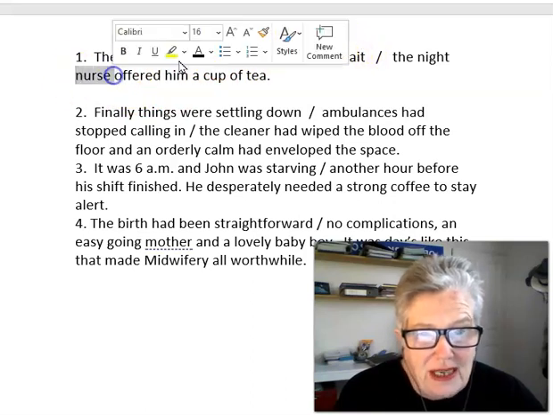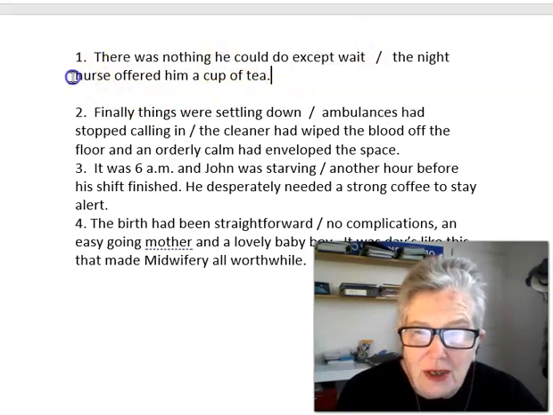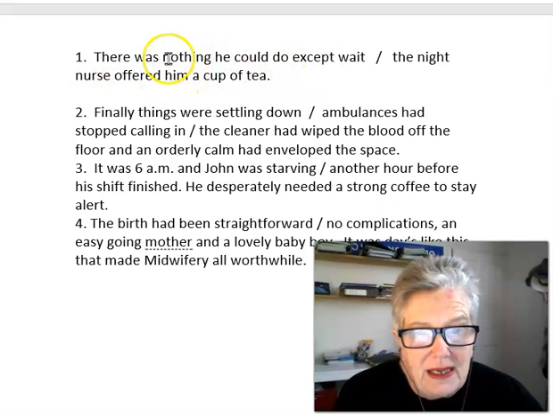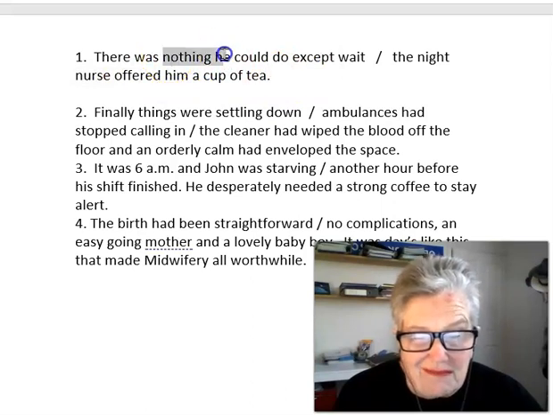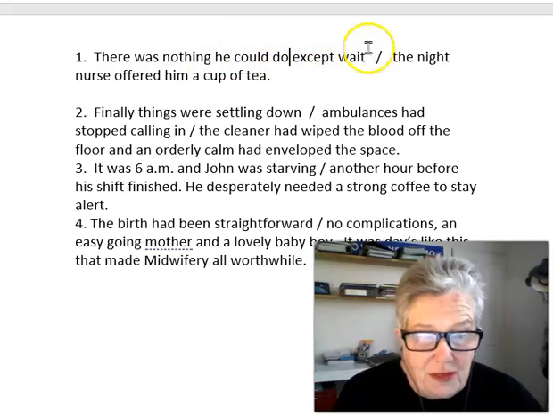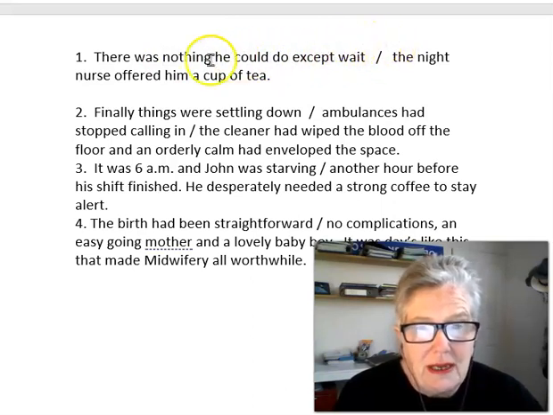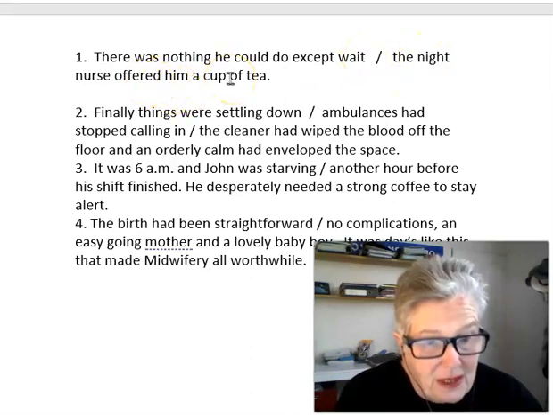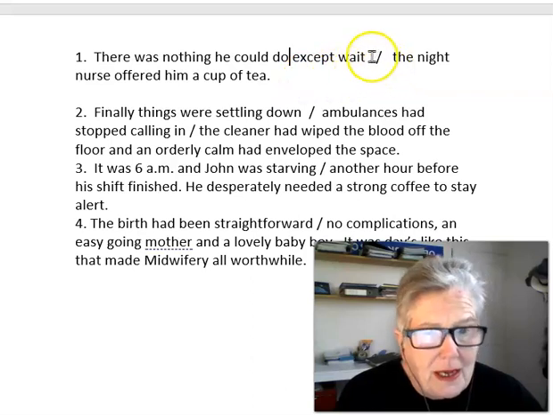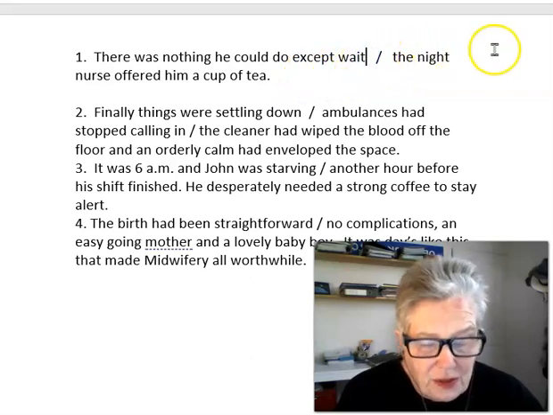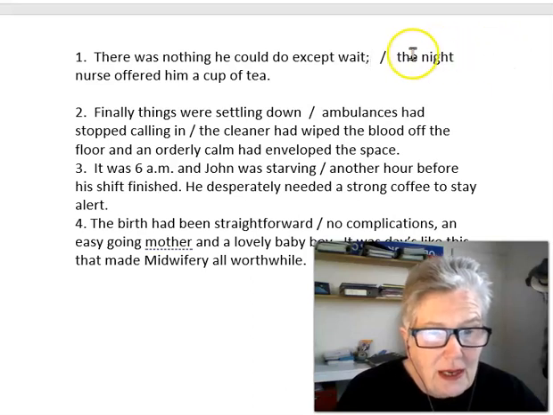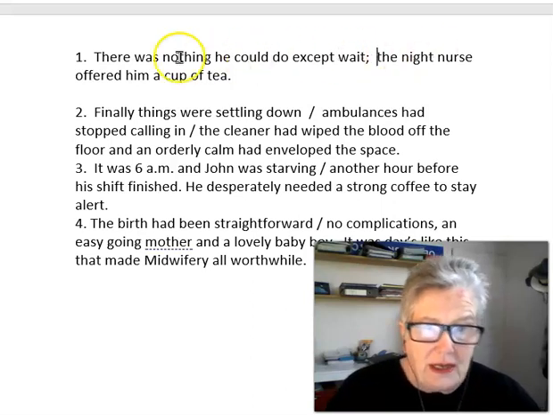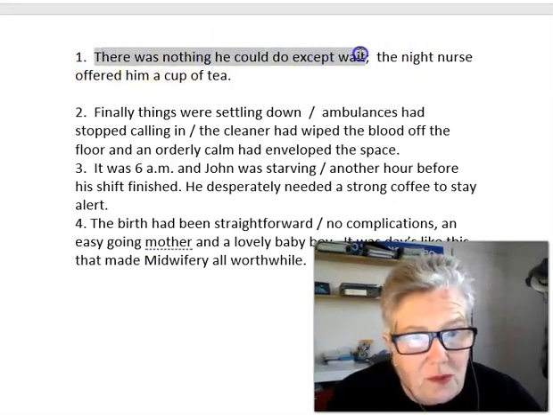And the nurse, this man, is in some kind of medical environment. Is he the doctor? Don't think so. Probably a relative of someone who's having an operation, right? So there was nothing he could do except wait. But the night nurse said, "Oh, would you like a cup of tea?" He probably said, "Yes, that'd be really nice." So these two are actually connected. So what you do is you put a little semicolon, because it means that the next bit is related to the first bit.